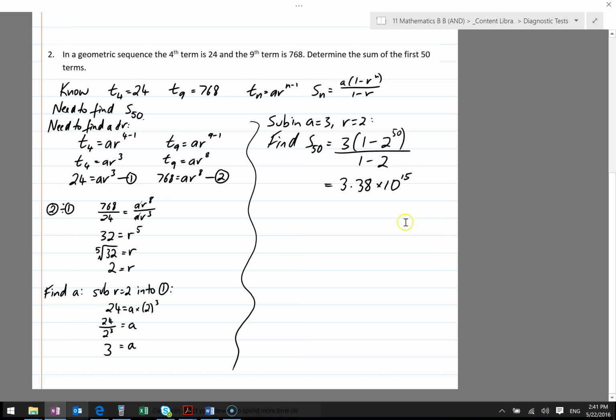Okay, and then at the end of it, I'd make sure I write some sort of statement. Sum of the first 15 terms is 3.38 times 10 to the power 15. Okay, always make sure you can make some concluding statement there.